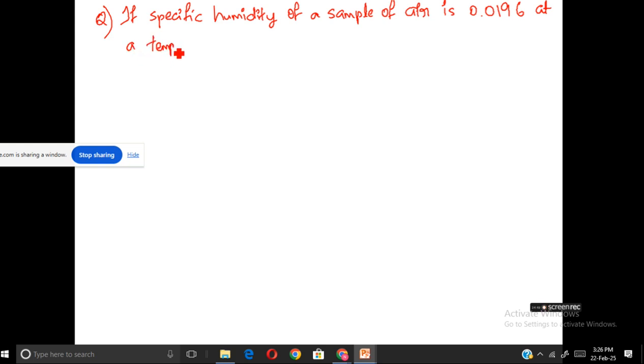If the specific humidity of a sample of air is 0.0196 at a temperature of 303 Kelvin, find the virtual temperature.